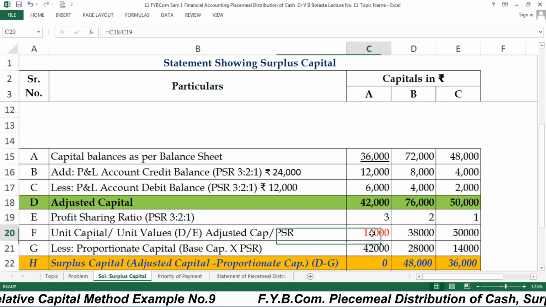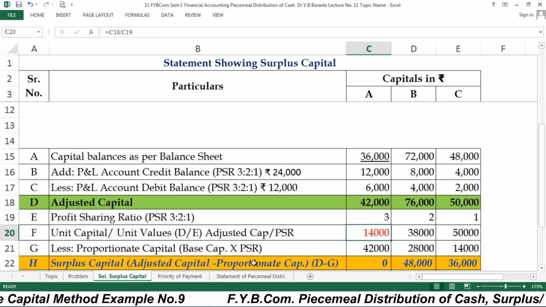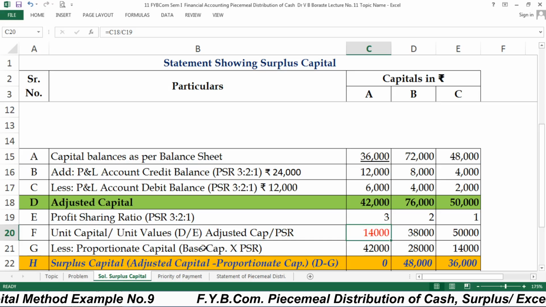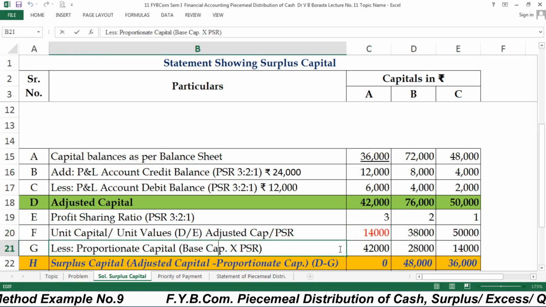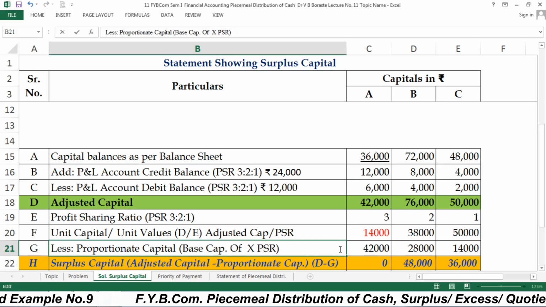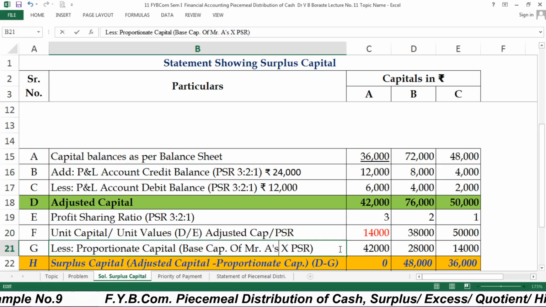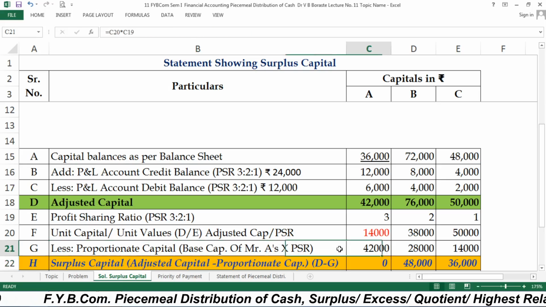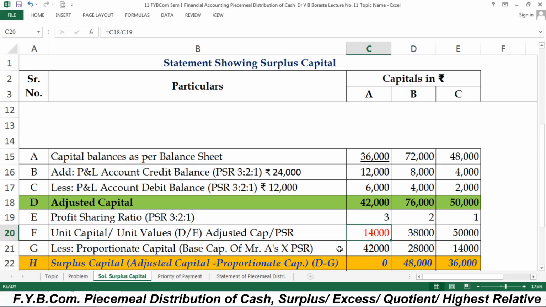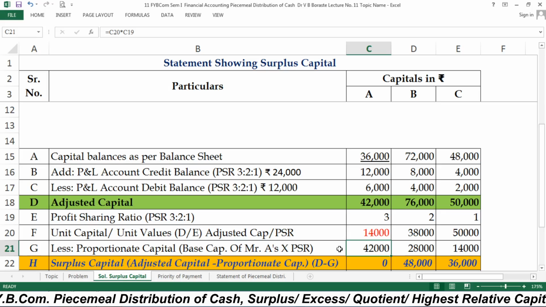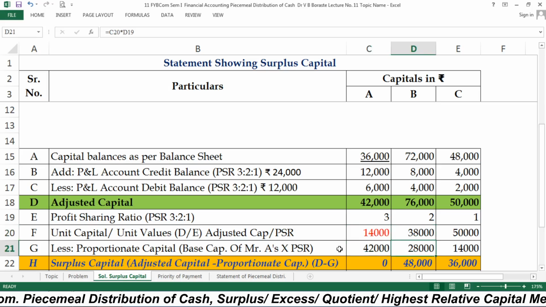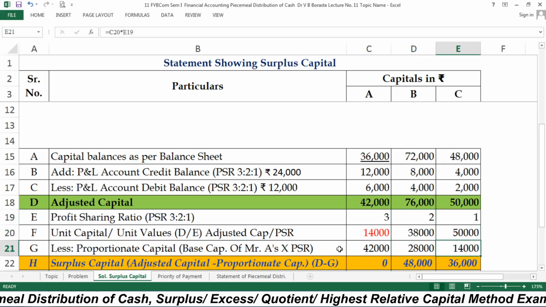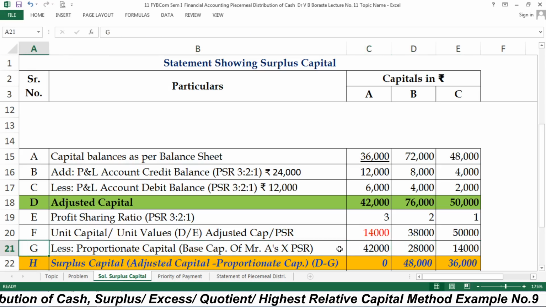So here we are going to consider 14,000 as base capital, that is A's capital. So base capital, whose base capital? Base capital of Mr. A is considered as base capital. So base capital 14,000 into profit sharing ratio. 14,000 into 3, that is 42,000. 14,000 into 2, that is 28,000. And 14,000 into 1 is 14,000. So we got the proportionate capital.